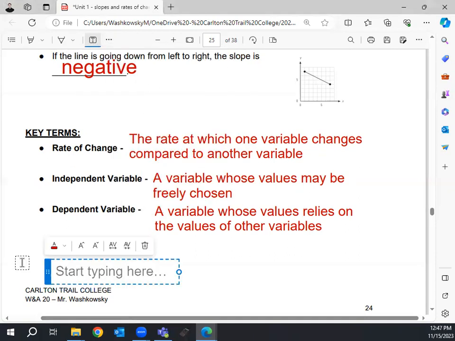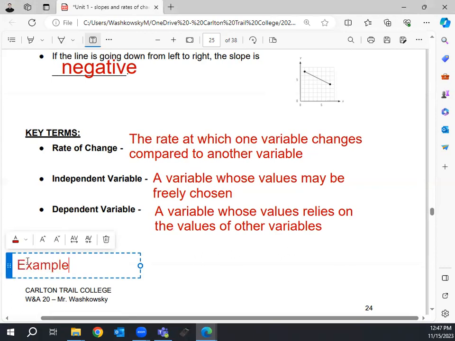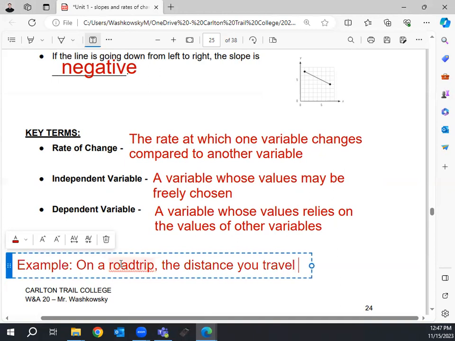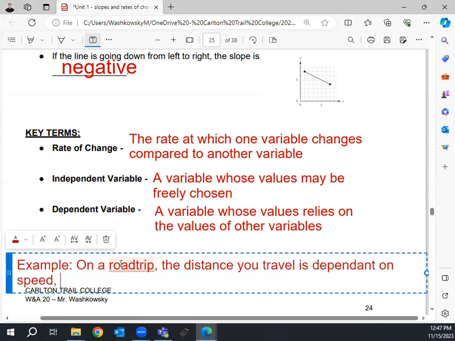So what the heck does this mean? Let's give you an example. Here we go. So one example might be, let's imagine you're on a road trip. On a road trip, the distance you travel, like you're driving, that's dependent on, so the distance you travel is dependent on what? The speed and duration, or how long you drive. I'm just going to put that speed and how long you drive.